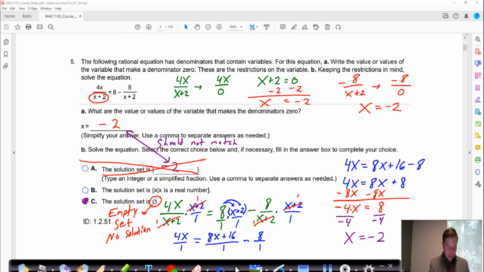Okay, so that's how you're going to handle those. If you get those two to match, you're actually going to take C. The solution set is empty.